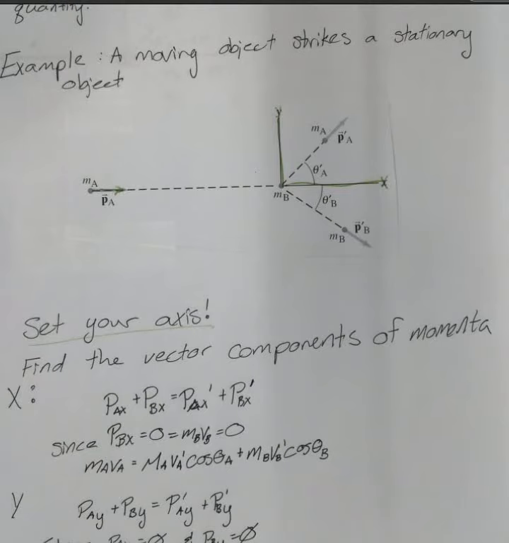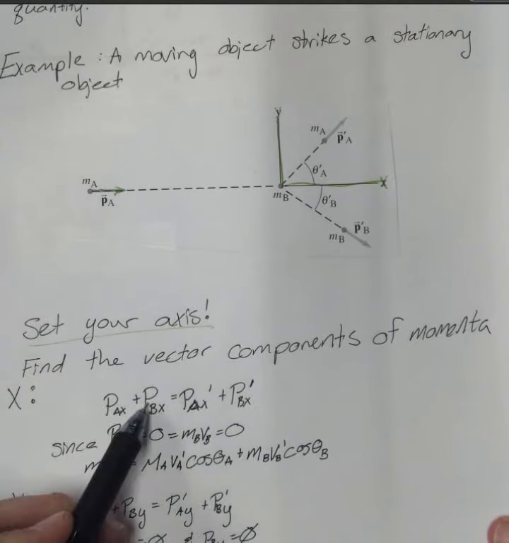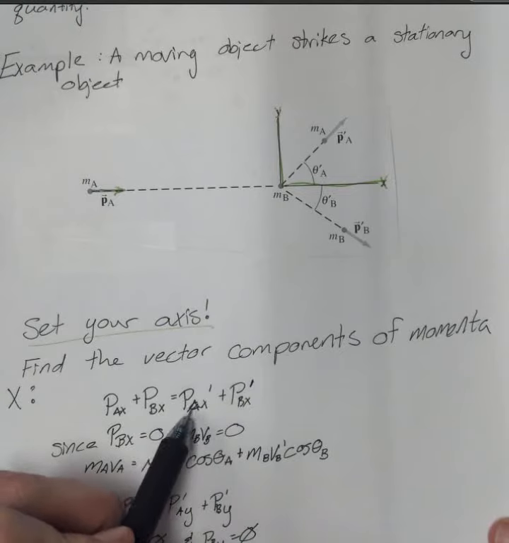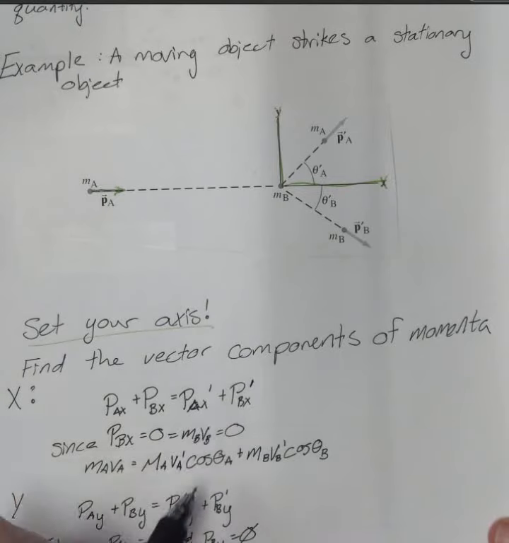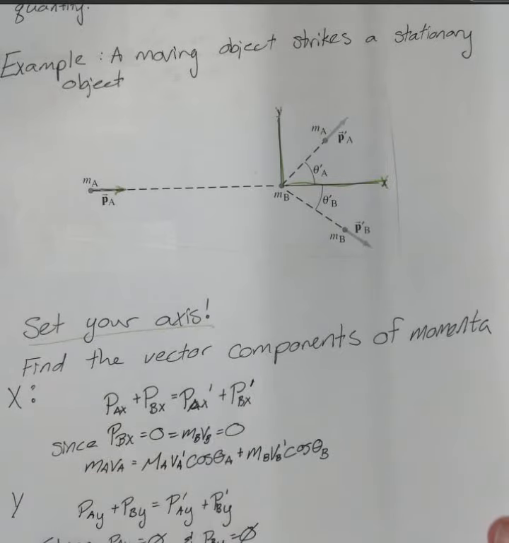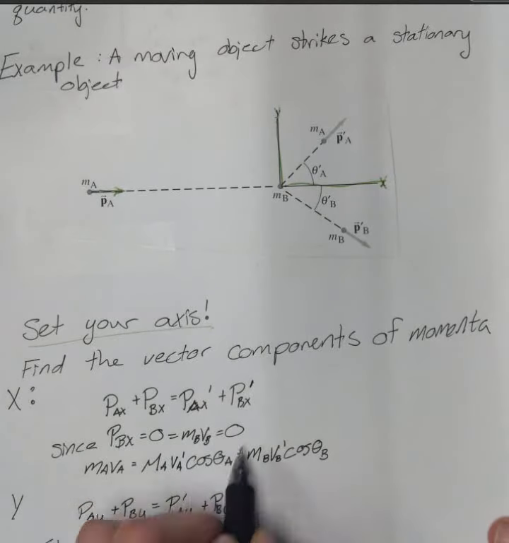So that means that we're going to be breaking our momentum, or momenta, into x and y components, where instead of writing just momentum, we're going to write the momentum of object A in the x direction and the momentum of object B in the x direction, and that will be equal to the momentum of object A in the x direction after the collision plus the momentum of object B in the x direction after collision. For this situation that we have up here, the momentum of object B in the x direction was 0, so the mass times the velocity of B will equal 0.